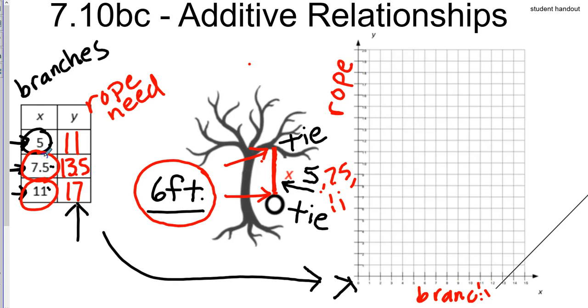So for a 5-foot branch, I'm going to go to 5. I'm going to go up here. For a 5-foot branch, I'm going to need 11 feet of rope. So I'm going to plot my point. For a 7.5 foot branch, I'm going to need, it tells me in the table, 13.5. So I'm going to graph 7.5, which is halfway between 7 and 8. And then I'm going to place my point right here in the middle. And then my third point is going to be 11 and 17. So 11 on the X, I'm going to go up to 17. So those are my 3 points that I graphed from the table.